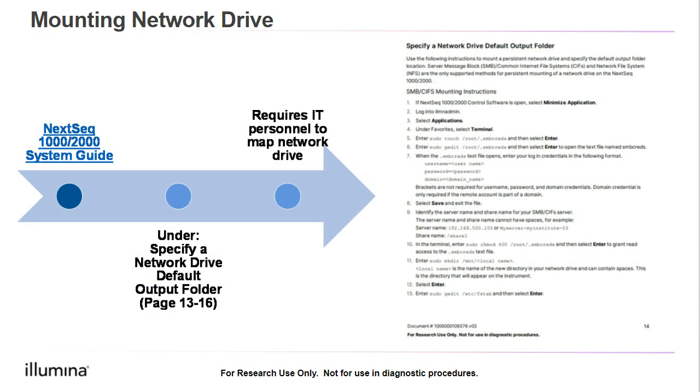Mounting a network drive on the NextSeq 2000 is quite different than it is for any of our other systems. We have instructions found within our system guide, which are linked here. They can be found under Specify a Network Drive Output, which is found on page 13 to 16 in version 3 of the system guide. This will require IT personnel to help map the network drive.